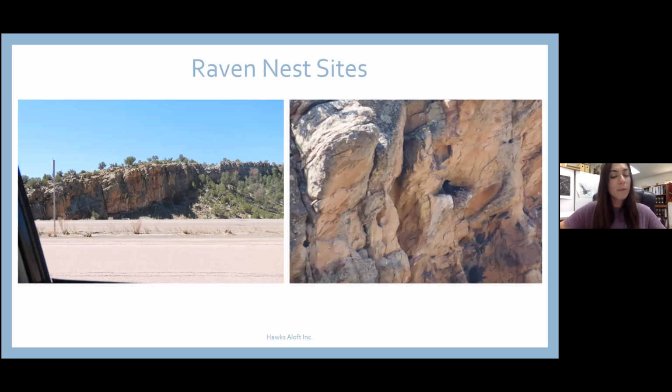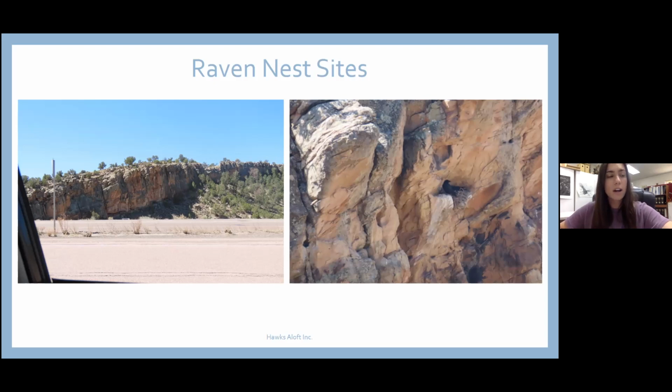One of my favorite places that I've heard of that ravens have nested was in the Mojave Desert. They were actually using an old barbecue grill as their nest site. So they're very, very adaptable for where they nest, and you can see that in this picture.